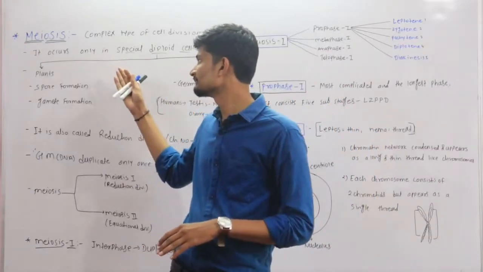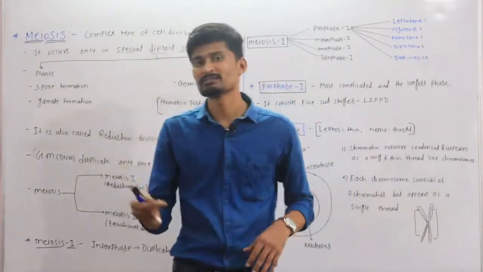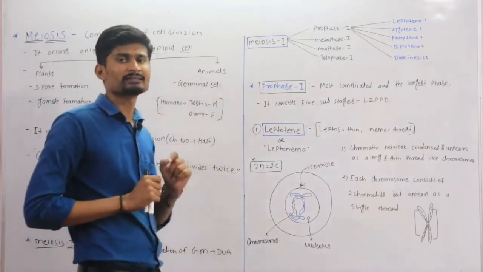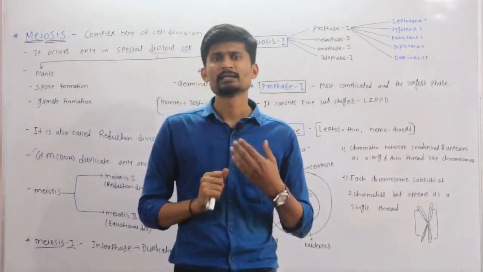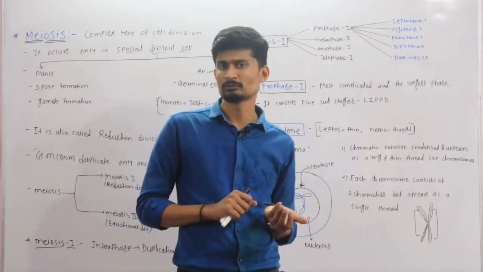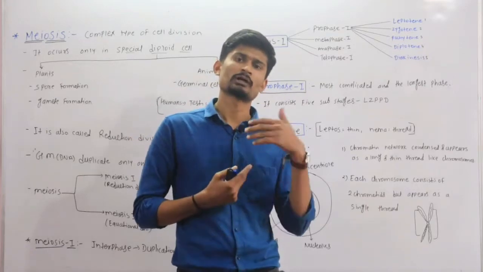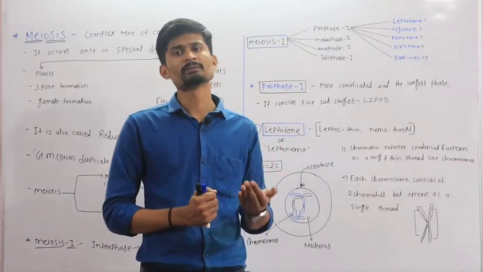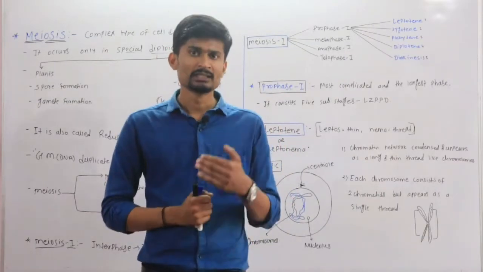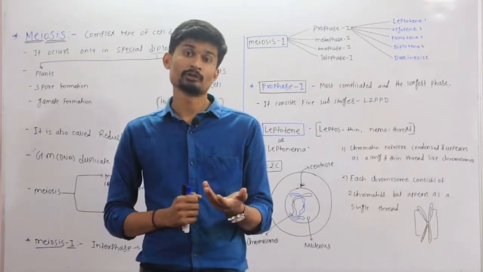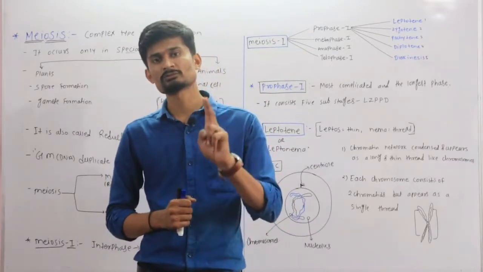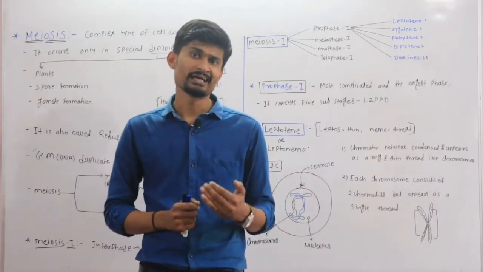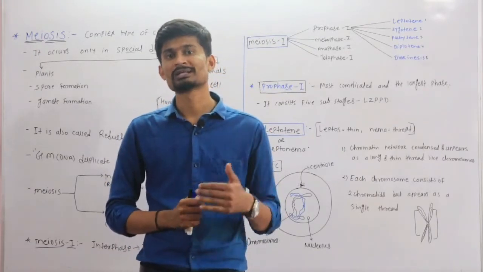Meiosis division is a complex type of cell division as compared to the mitotic division, because here there is a reduction in the number of chromosomes. In mitosis, if the parent cell has 46 chromosomes, then the two daughter cells also have 46 chromosomes in each cell. But in meiosis, mitosis produces only 2 cells and meiosis produces 4 cells. So the number of cells is 4 in meiosis, and the chromosome number will also be reduced to half.